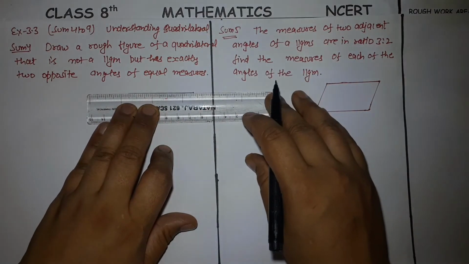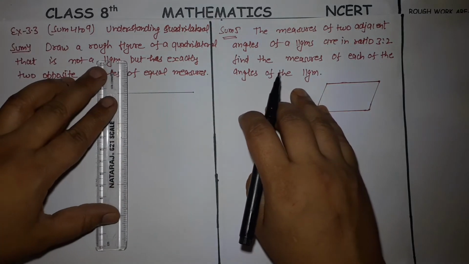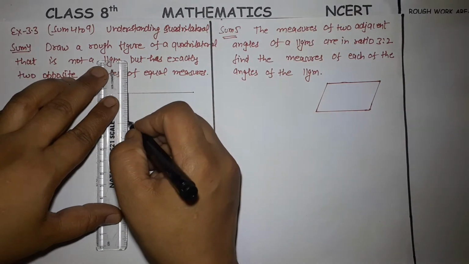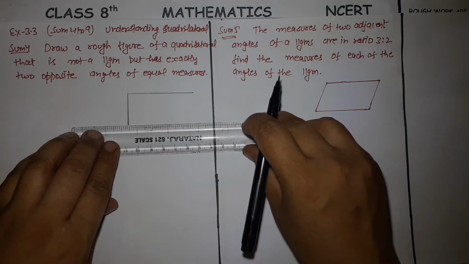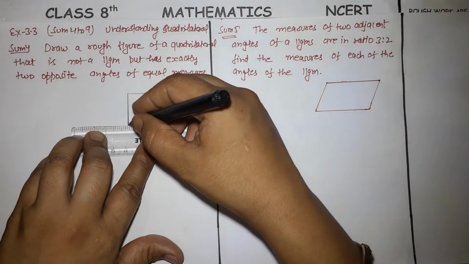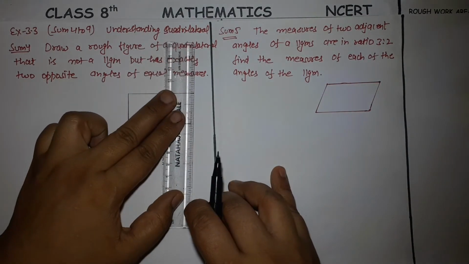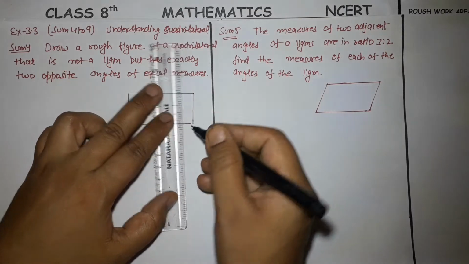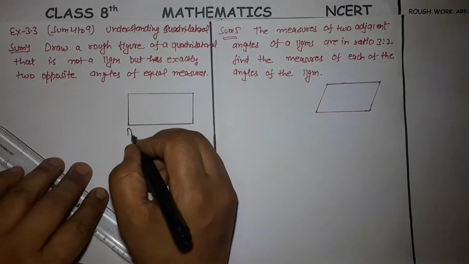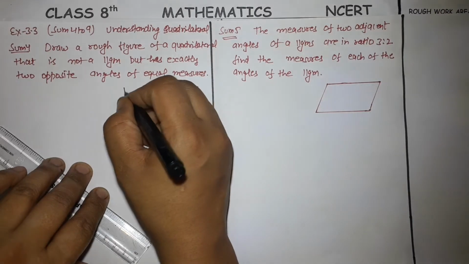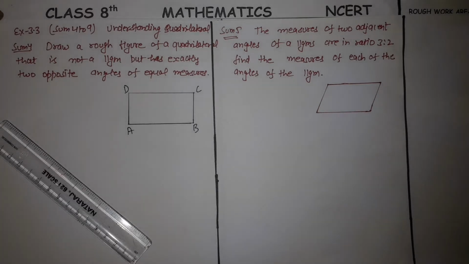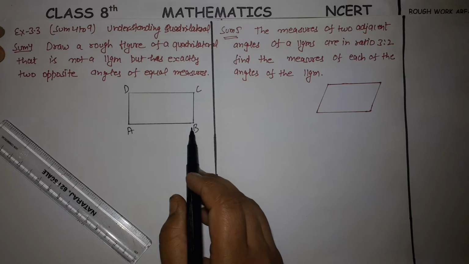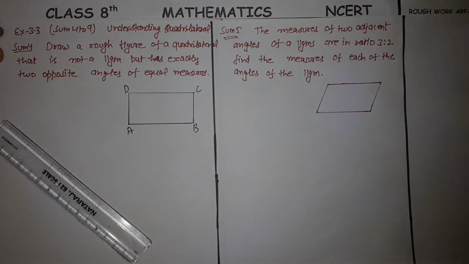We will draw here a rectangle. Name of this: ABCD. ABCD is a rectangle in which opposite angles are equal.